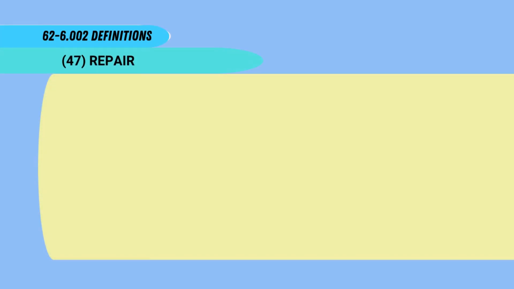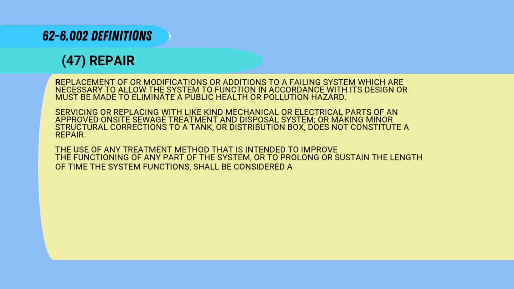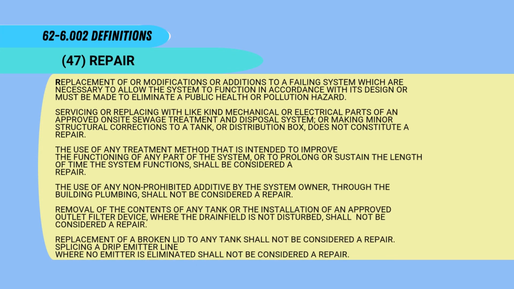47. Repair, replacement of or modifications or additions to a failing system which are necessary to allow the system to function in accordance with its design or must be made to eliminate a public health or pollution hazard. Servicing or replacing with like-kind mechanical or electrical parts of an approved on-site sewage treatment and disposal system, or making minor structural corrections to a tank or distribution box, does not constitute a repair.